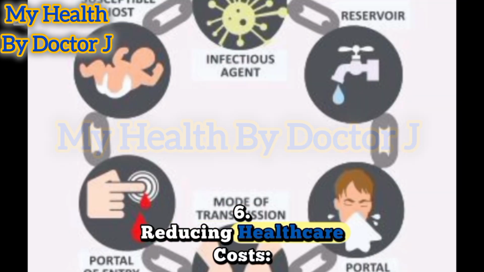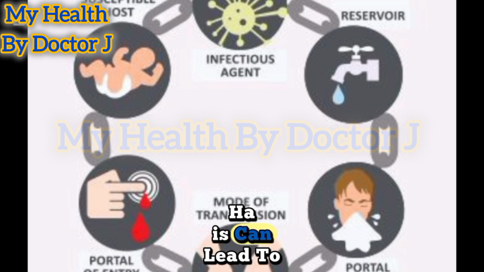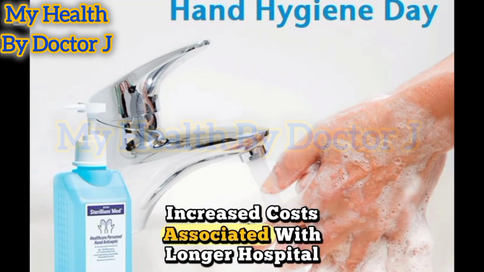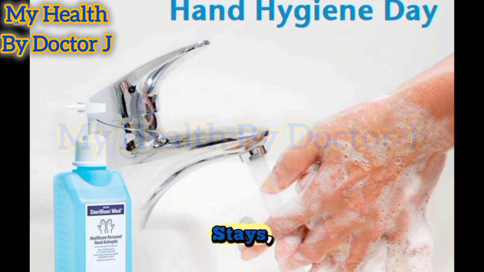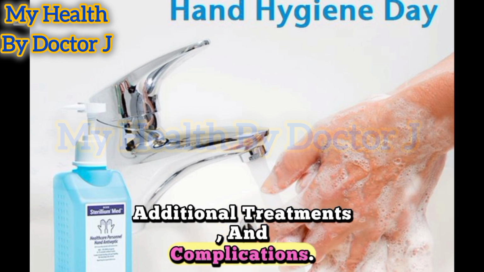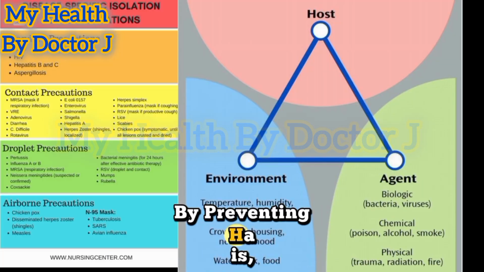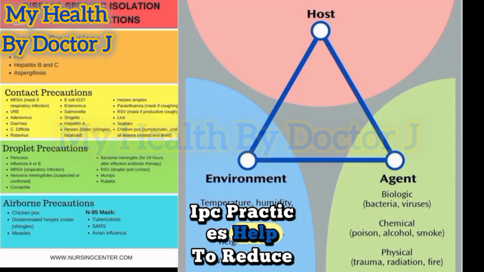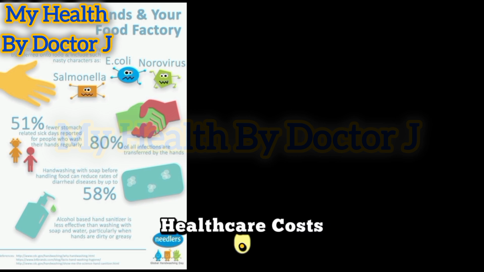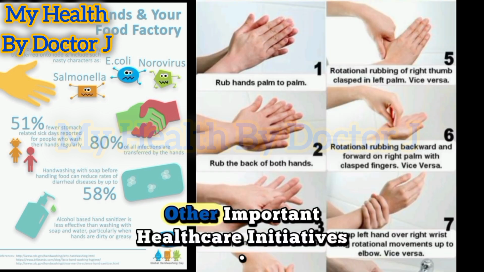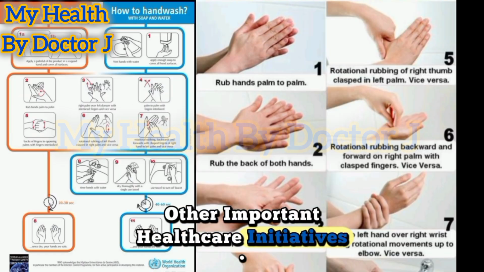6. Reducing healthcare costs. HAIs can lead to increased costs associated with longer hospital stays, additional treatments, and complications. By preventing HAIs, IPC practices help to reduce healthcare costs. This can free up resources for other important healthcare initiatives.